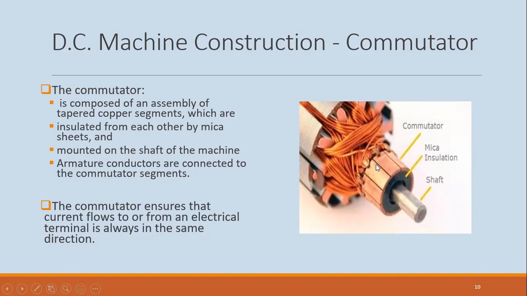All right, so the basic purpose of the commutator is to make sure that current always flows in the same direction in the conductors. So each conductor is connected to the commutator.